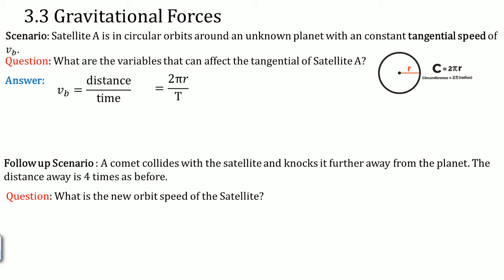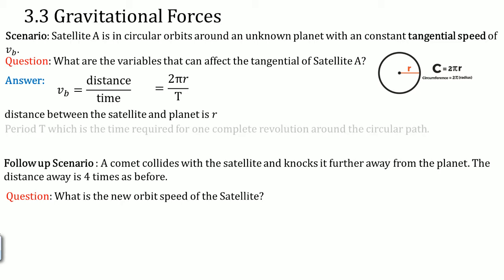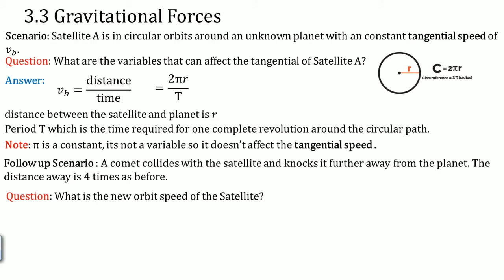So the things that affect the tangential speed would be, one, the distance between the satellite and the planet, which is r, and second, the period capital T, which is the time required for one complete revolution around the circular path. Please note that pi is a constant, it is not a variable, so it does not affect the tangential speed of the satellite. The following up scenario.